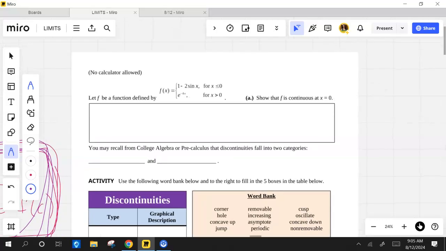I promise you, I'd be willing to bet that by the end of the semester or the end of the year, you will like the non-calculator ones better than the calculator ones.